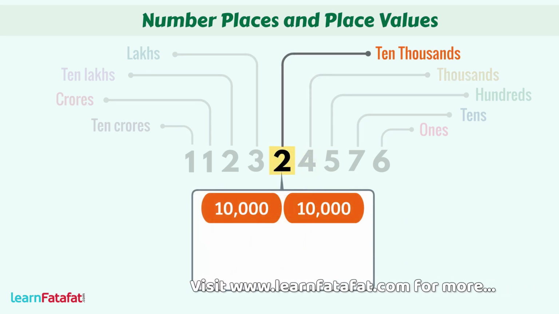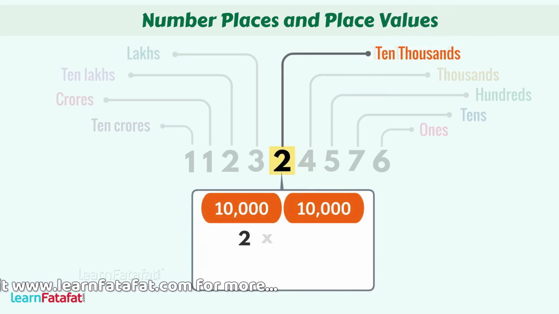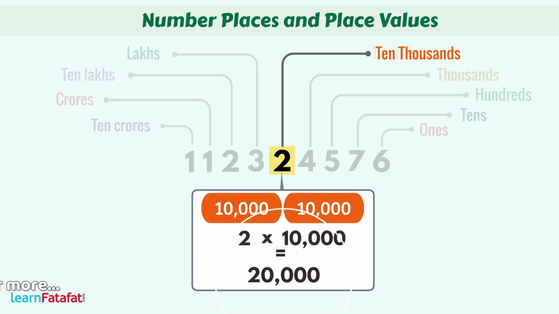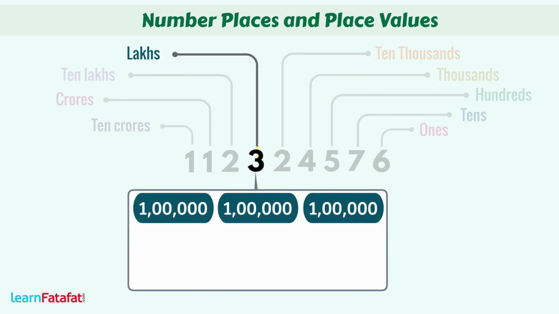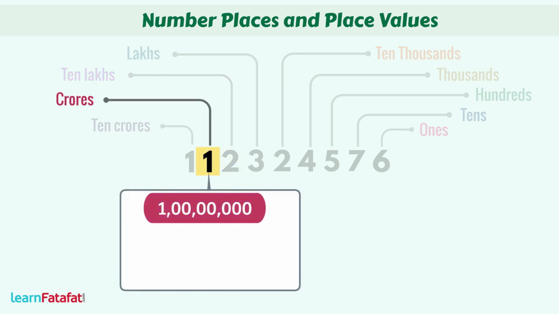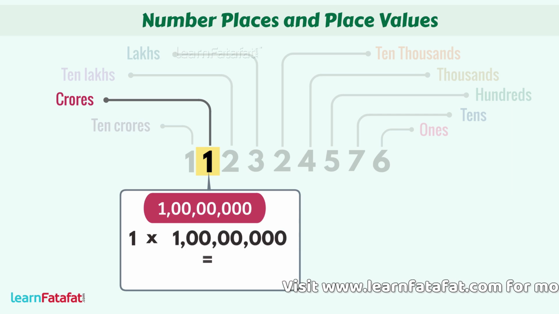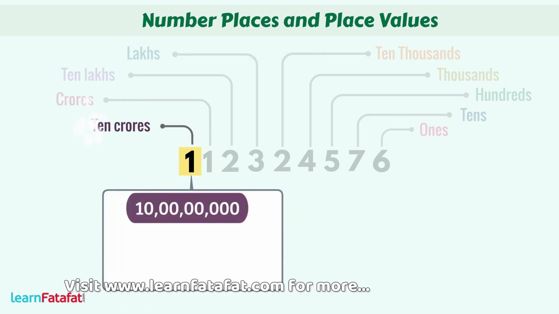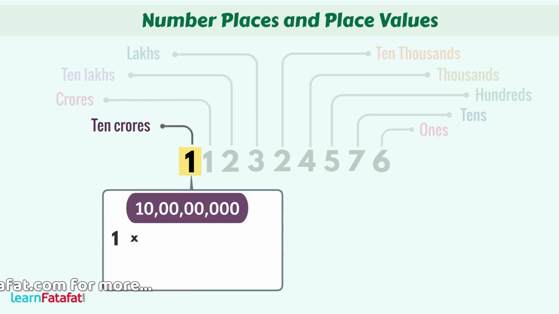The value of 2 at 10,000's place is 2 multiplied by 10,000, which is equal to 20,000. The value of 3 at lakh's place is 3 multiplied by 1 lakh, which is equal to 3 lakhs. The value of 2 at 10 lakh's place is 2 multiplied by 10 lakh, which is equal to 20 lakhs. The value of 1 at crore's place is 1 multiplied by 1 crore, which is equal to 1 crore. And the value of 1 at 10 crores place is 1 multiplied by 10 crores, which is equal to 10 crore.